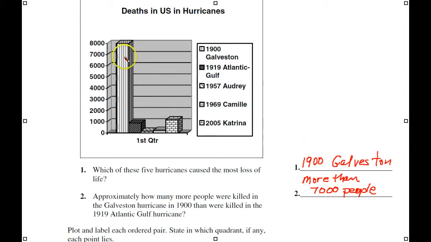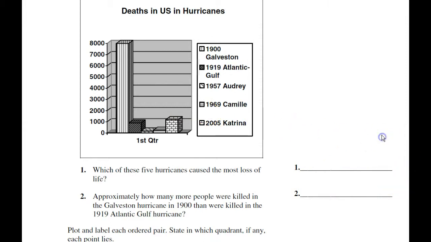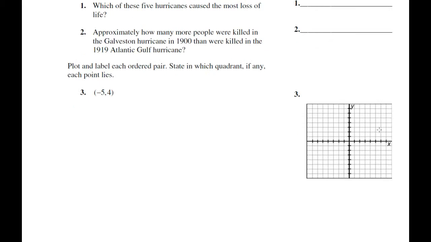This is a bar graph, as you can see. And you see this one was the worst. Then you see Katrina, which you're perhaps familiar with, came in as number 2. So we'll now raise it up.